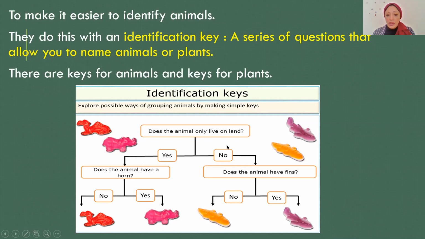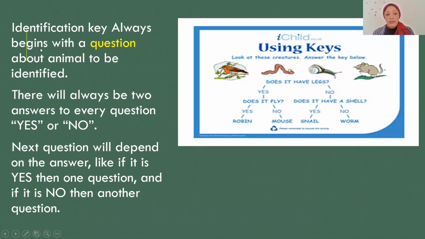From the beginning, if the answer was no, we will have another question. Does the animal have fins? If yes, it will be this animal. If no, it will be this animal. Okay, so this series of questions helps you to know the animal or the plant at the end. An identification key always begins with a question about the animal to be identified.